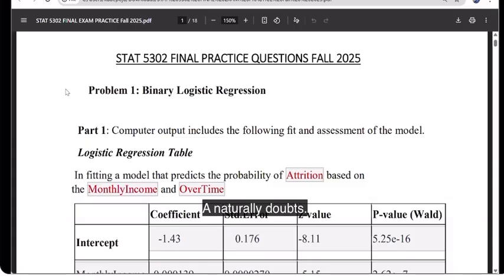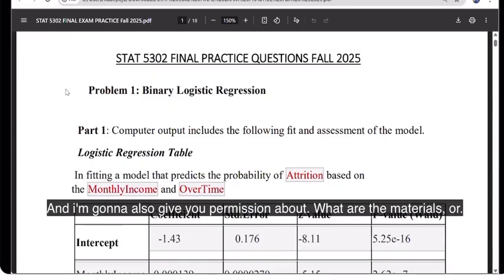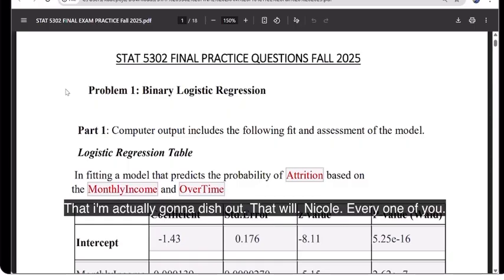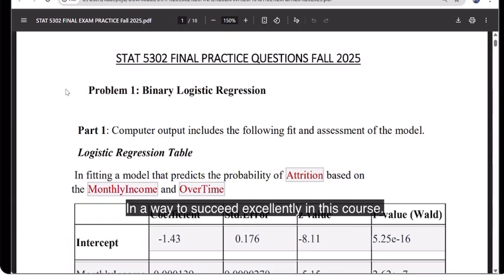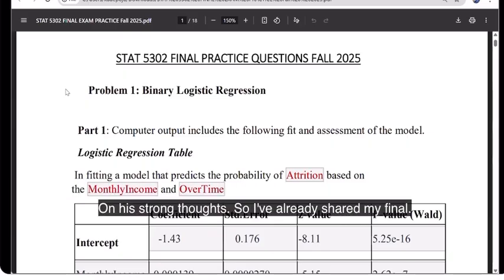I'm going to use today's class to walk us through the final exam practice questions. Not only that, I'm going to tell us the area of concentration, and I'm also going to give information about the materials that are required in the final, among other information that will help every one of you succeed excellently in this course. We started strongly, and I want us to finish on a strong foot.